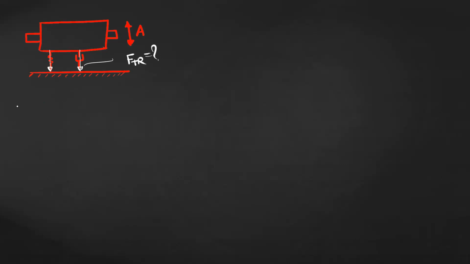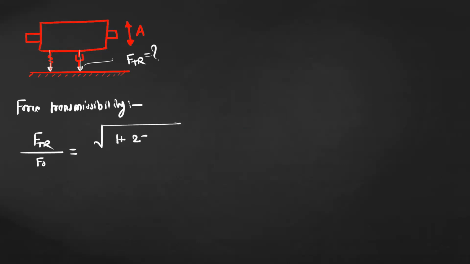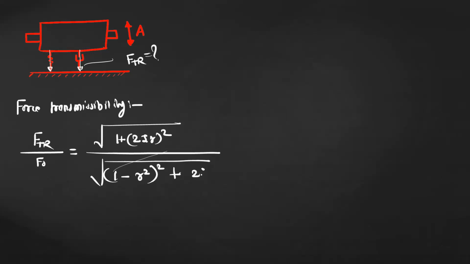For that, we will use the force transmissibility. We have the equation FTR upon F0 is equal to the square root of 1 plus (2 zeta R) square, upon the square root of (1 minus R square) square plus (2 zeta R) square. On the right hand side, all the values are known. R is known and zeta is known.